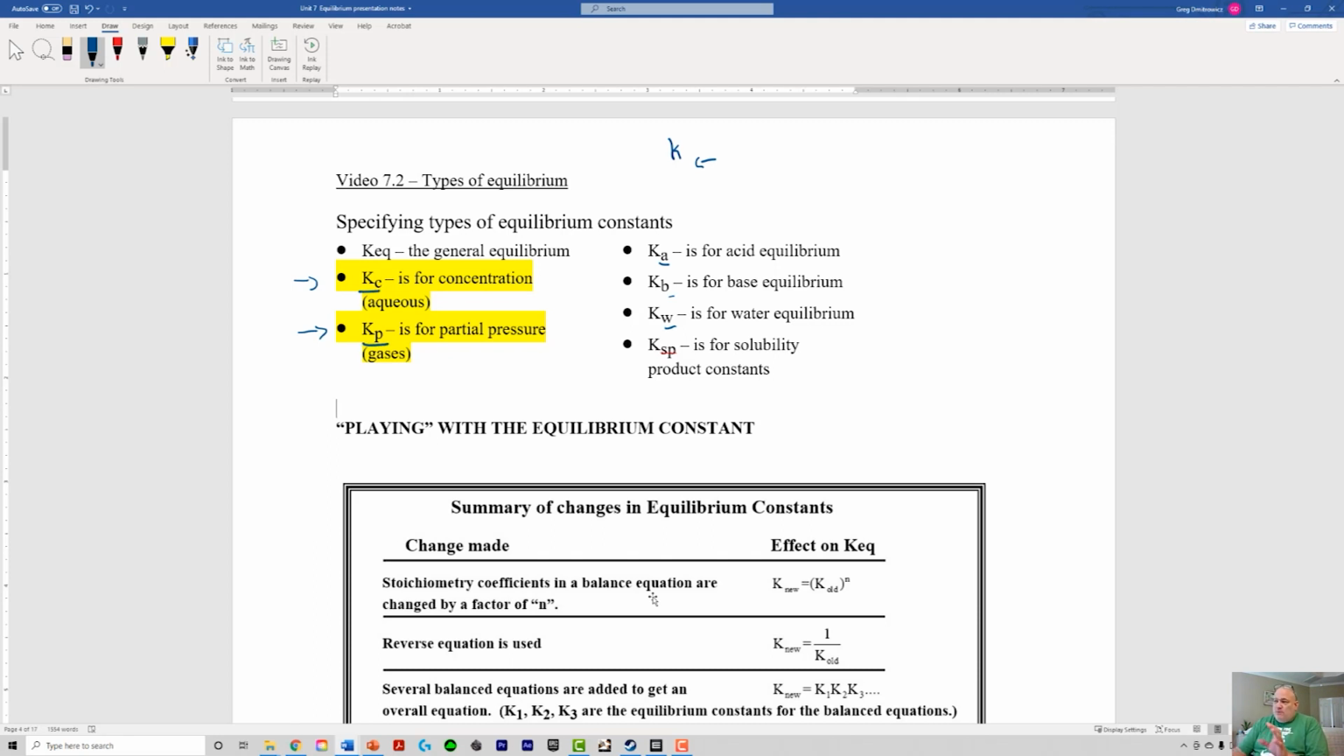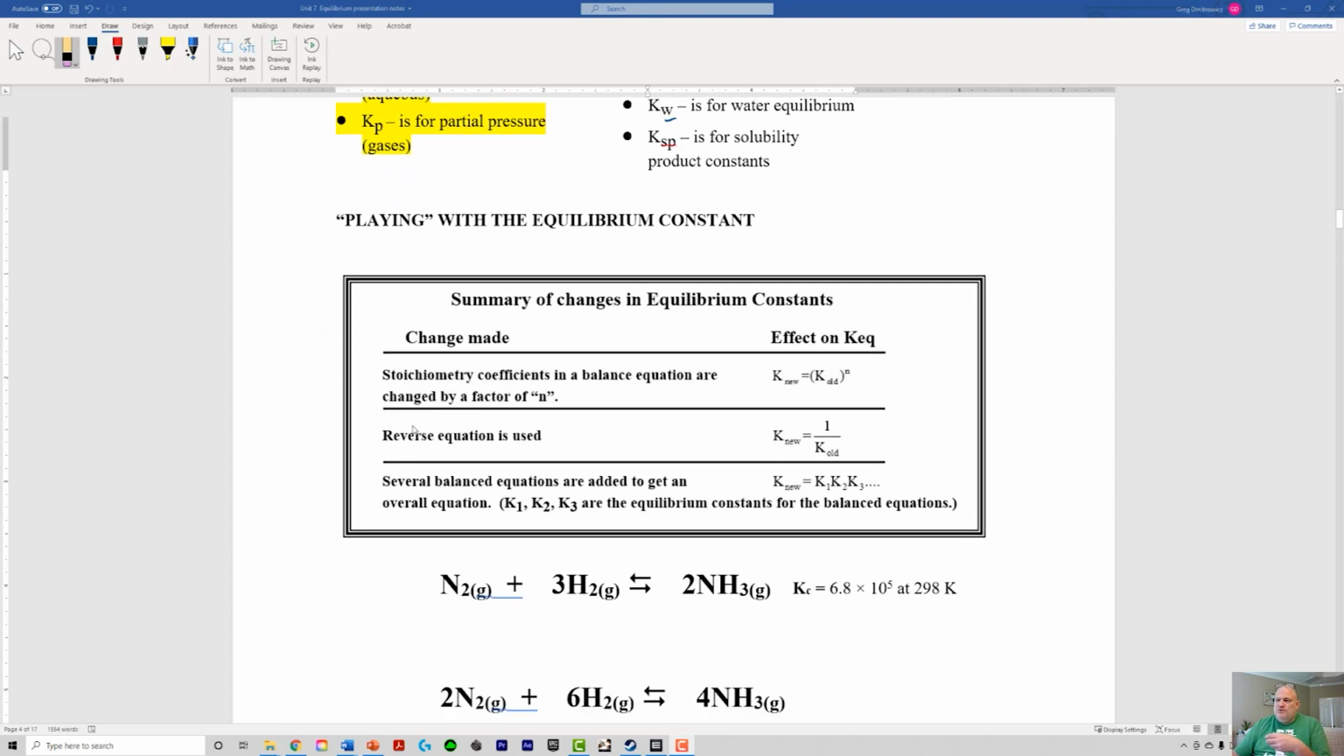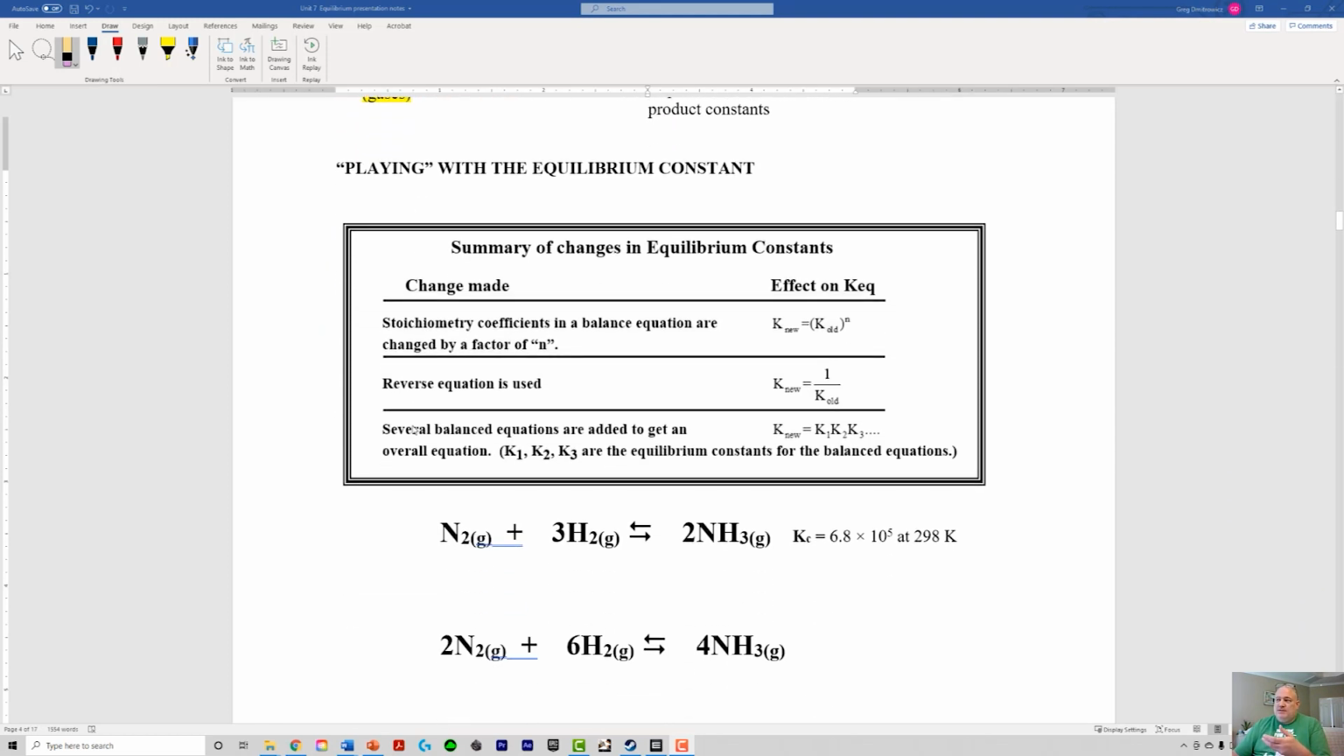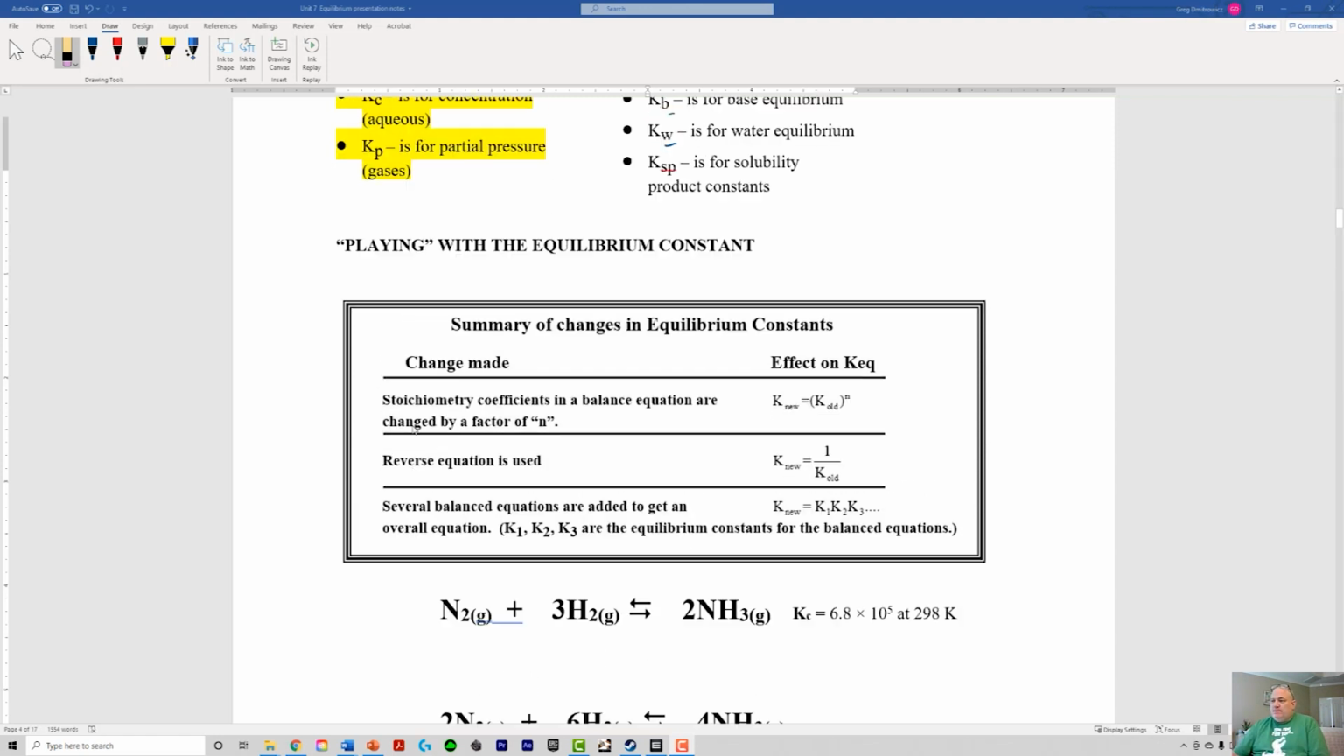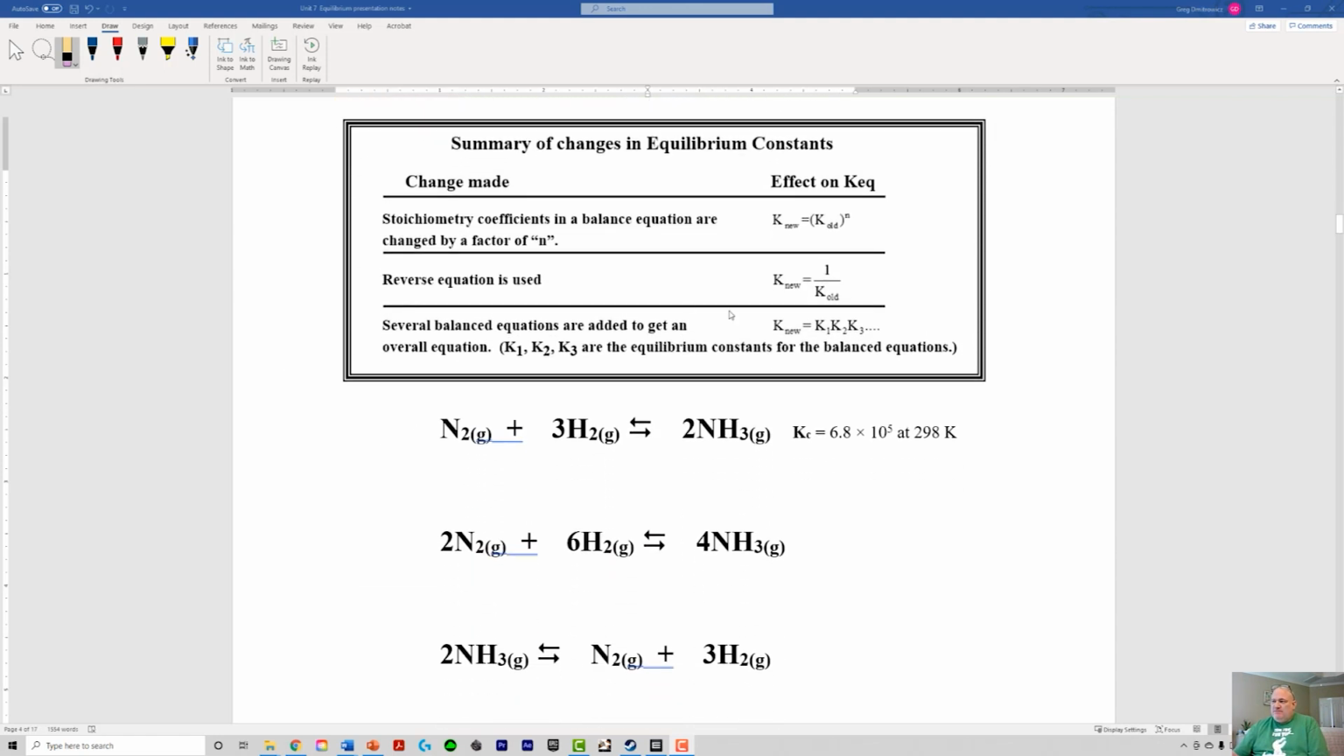Now, before we do that, I want to specify what happens when you mess with equations, because a K, or equilibrium constant, is specific for any one single equation at a particular temperature. This table right here specifies what happens when we mess with an equation a specific way, and let's walk through the examples using this basic equation: N2 plus 3H2 goes to 2NH3.